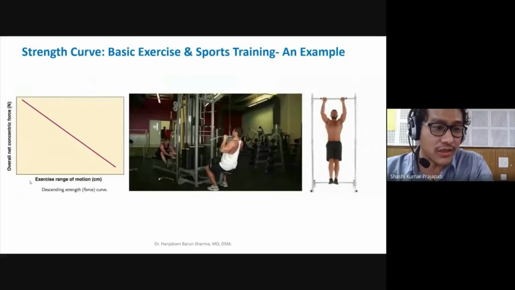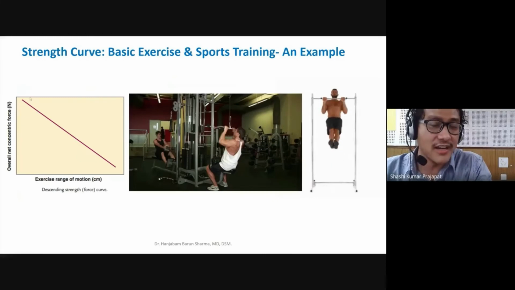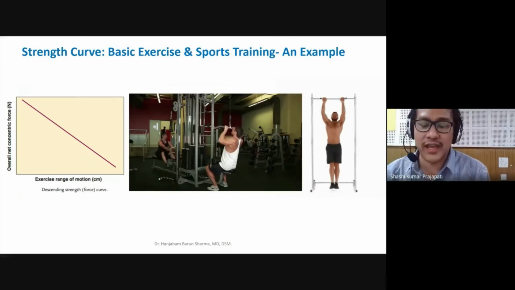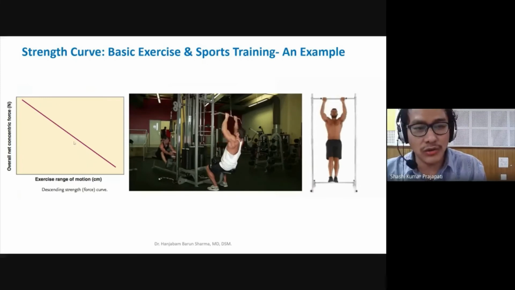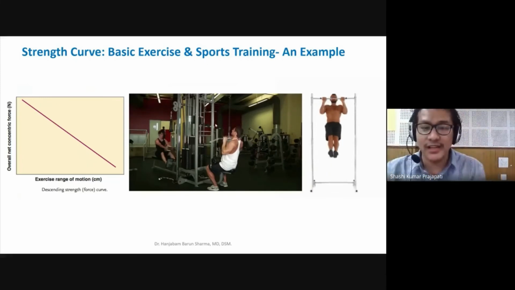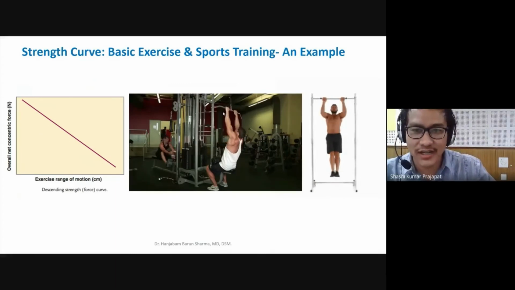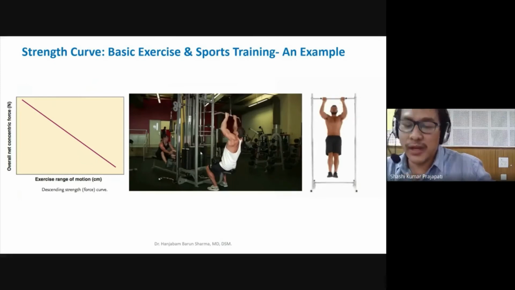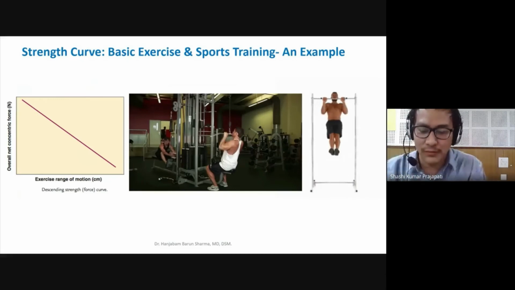Same thing if the strength curve is decreasing, that is, at the starting of the exercise it is higher and at the end of the exercise it decreases. Then we can manipulate that particular exercise by doing different maneuvers. All these exercises which are pulling in nature generally follow this type of strength curve, where your ability to generate maximum force is at the starting of the exercise, and at the end you are not able to produce much force. So by manipulating the different exercises, you can optimally load the muscle.